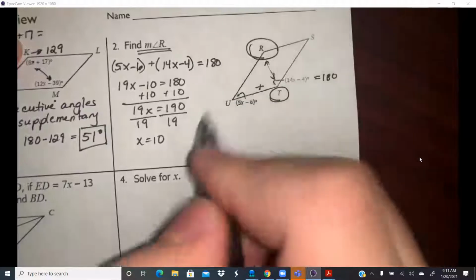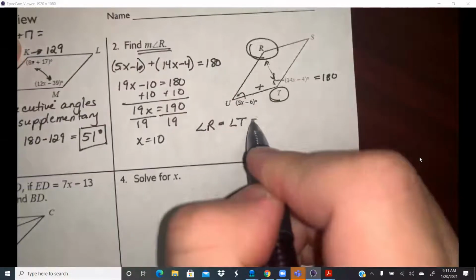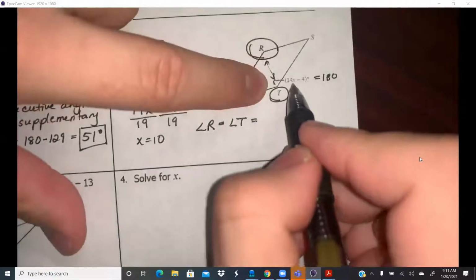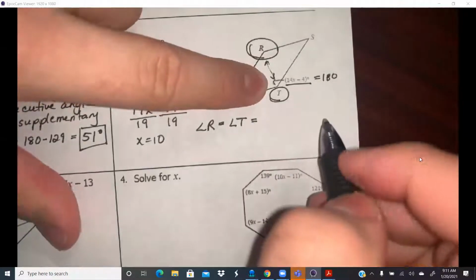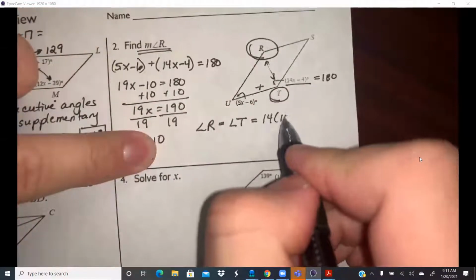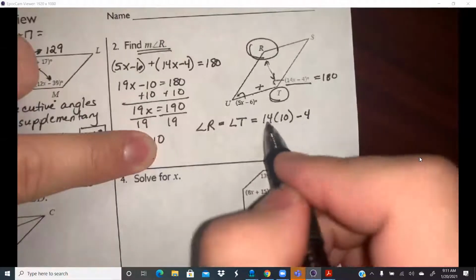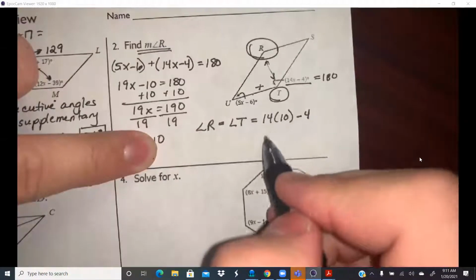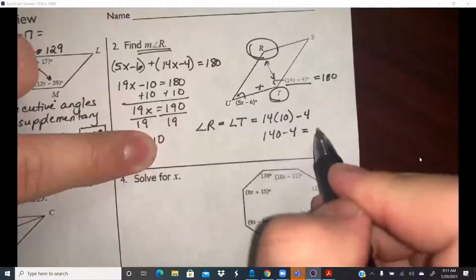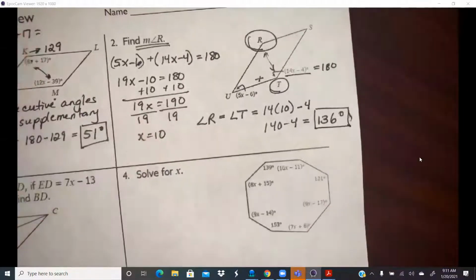So I'm going to go ahead and write it out like this. Angle r is equal to angle t, which is equal to, and I know that t is 14x minus 4. So what I'll do is I'll go ahead and plug in 10 into this. So that'll be 14 times 10 minus 4. Okay? And then 14 times 10 minus 4 will be 140 minus 4, which is 136 degrees. Okay?